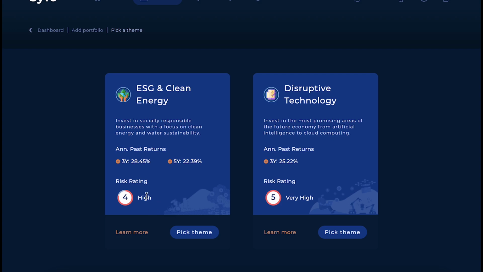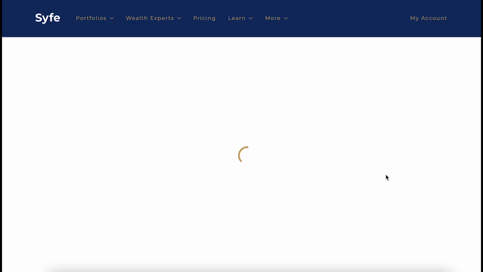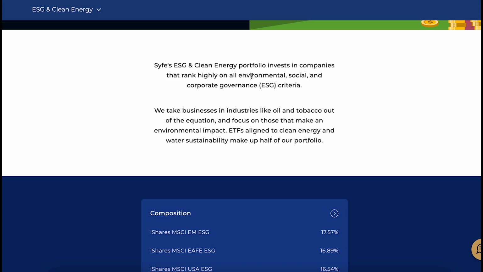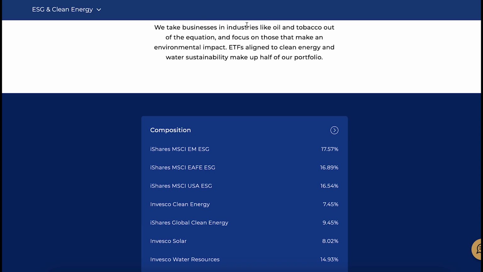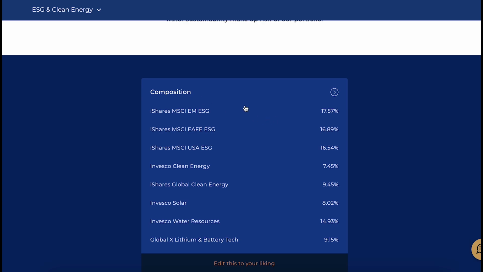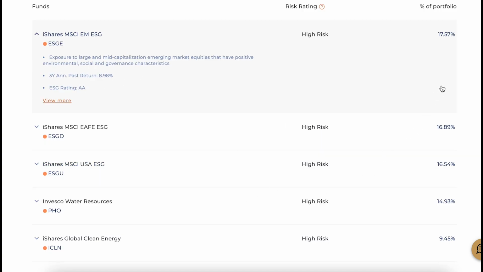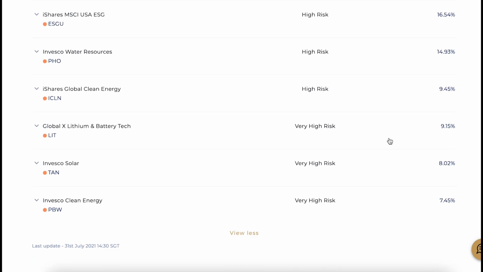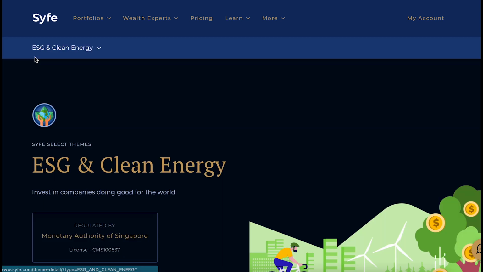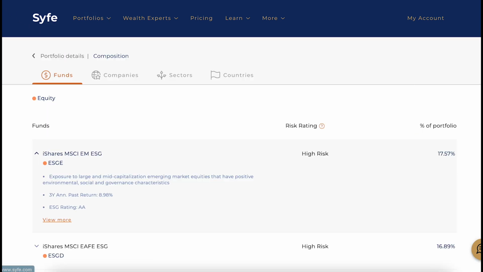And they even show you the past return, right? 3 years 28%, 5 years 22%. And we take a look at this, okay, mainly in environmental, social, and corporate governance criteria, and they take out business such as oil and tobacco out of the equation and focus on those that make an environmental impact. So these are the ETFs that they invest in, mainly on the clean energy side, solar power, alternative sources of energy, and you can even edit this to your liking, right? So let's say you like some of these ETFs, you can give them a bigger percentage weightage of the portfolio, and then for those who you don't like, maybe you can remove them or reduce to a smaller percentage of the portfolio. So all this is very customizable. Likewise for the other themes.